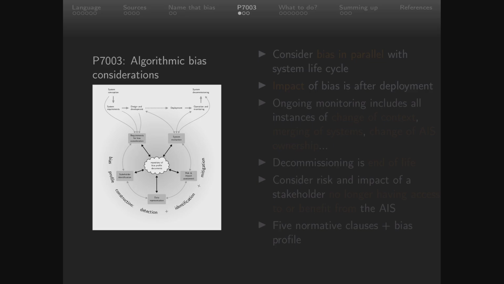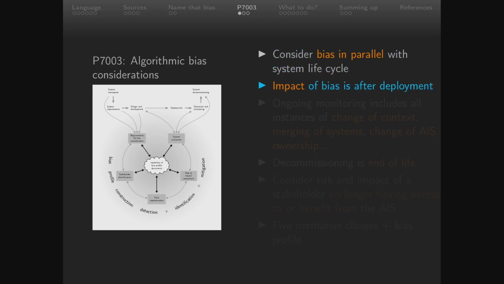So one approach to trying to deal with this problem is something that I've been working on for the last 4 years, which is IEEE's standard on algorithmic bias considerations. In that, we put forward the idea of consideration of bias issues in parallel with the system life cycle. We've got a standard system life cycle up here at the top of the diagram, and then in parallel, an iterative process taking place, which feeds into the various stages of the standard life cycle.